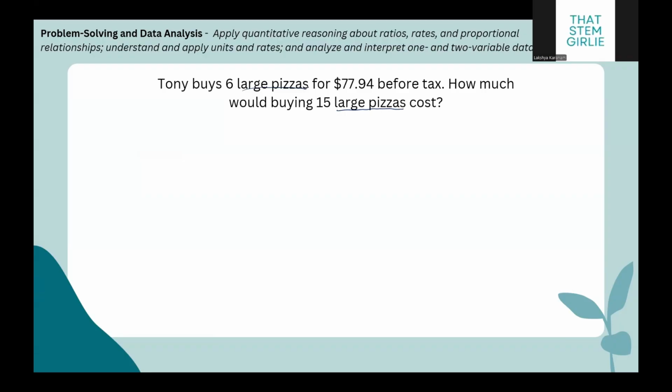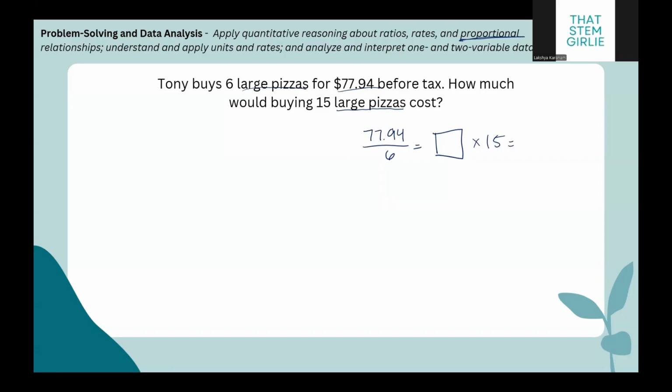So one way that you could do this, of course, is if you know that 6 pizzas are $77.94, you could divide $77.94 by 6 to find the cost per pizza, and then you would take this cost and multiply that by 15 to find the cost for 15 large pizzas. Now, the way that I would suggest doing it is using proportions. That's one of the skills that they are testing for on the SAT.